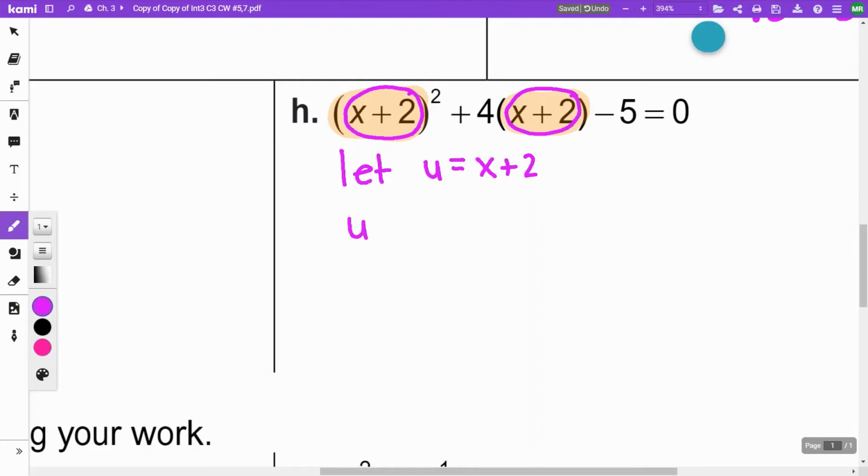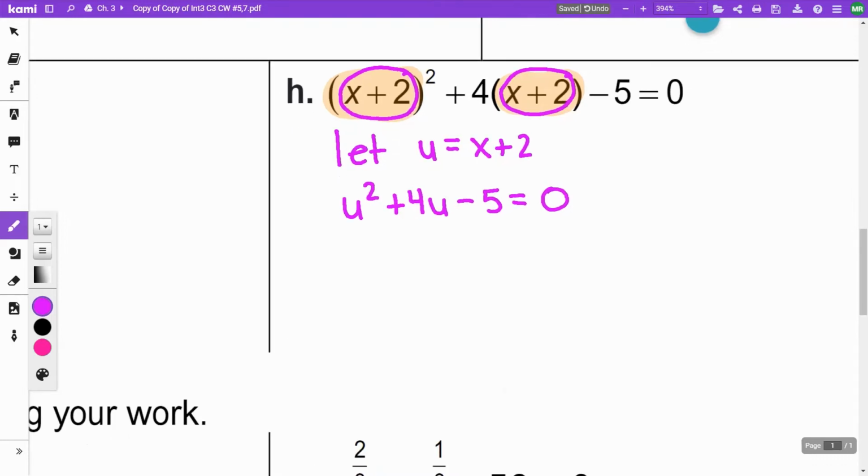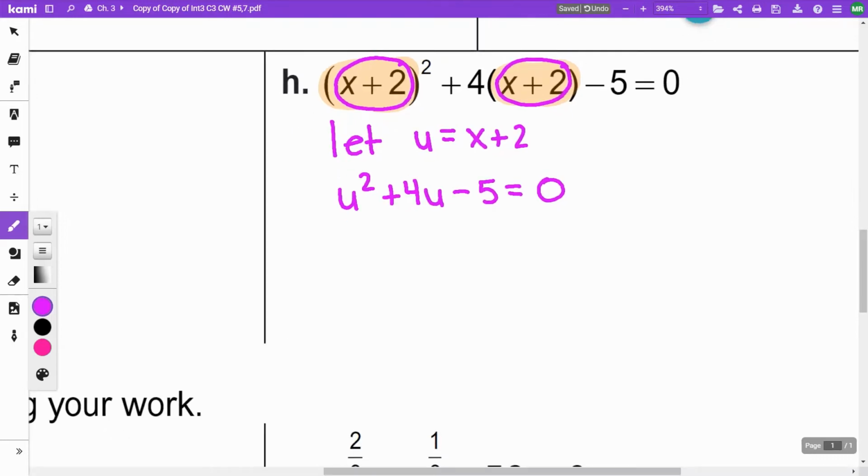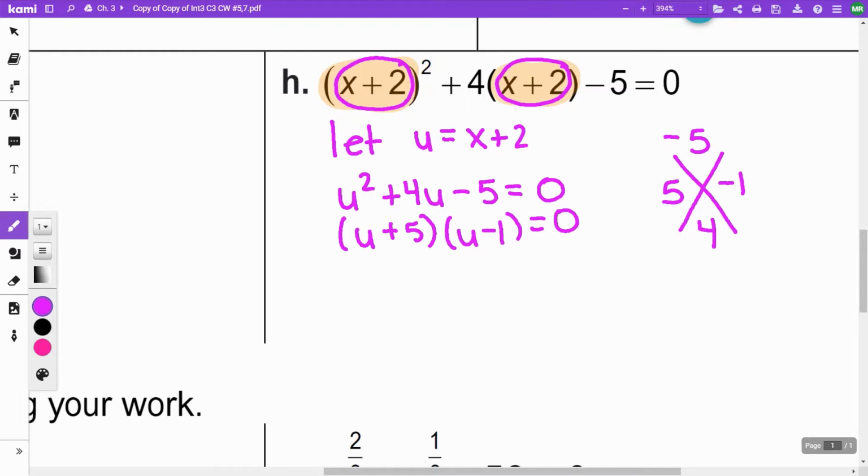So this is going to become u squared plus 4u minus 5 equals 0. This is called rewriting it in a simplified form. Okay. So now I'm going to factor that. That's just going to be a diamond. What multiplies to negative 5 and adds to 4? That's going to be a positive 5 and a negative 1. So this is going to be u plus 5, and u minus 1 equals 0. So I'm going to get u is equal to a negative 5, and I'm going to get u is equal to 1.